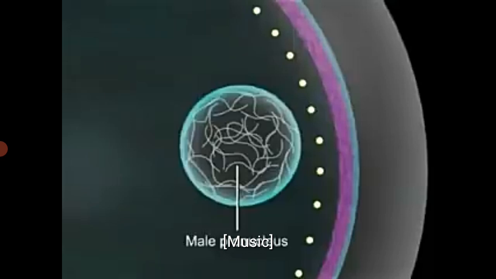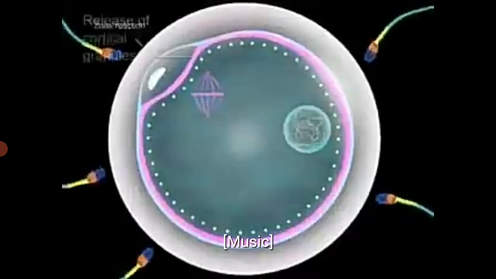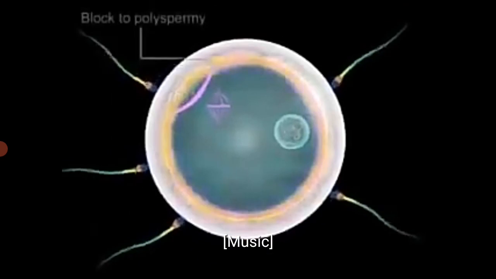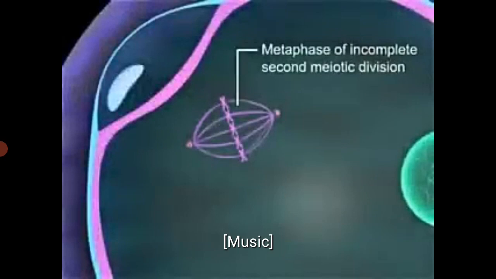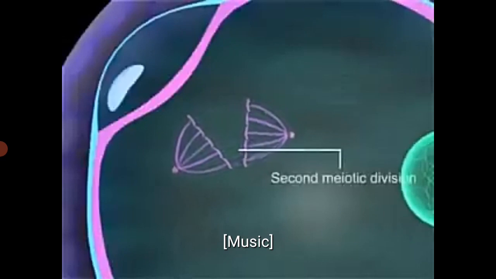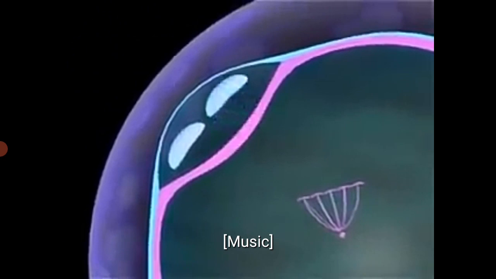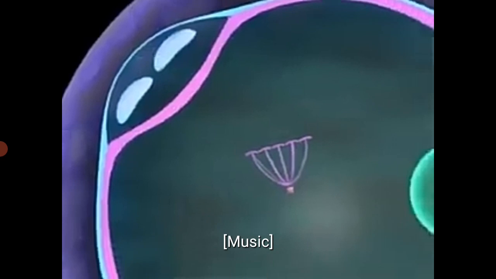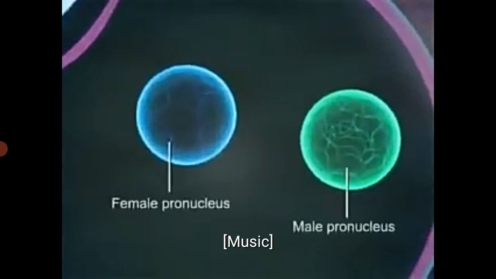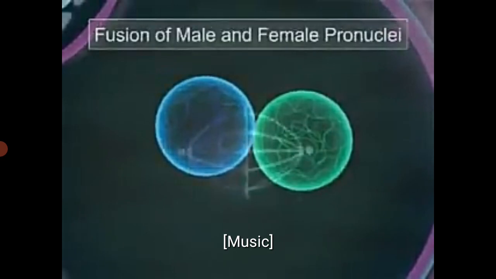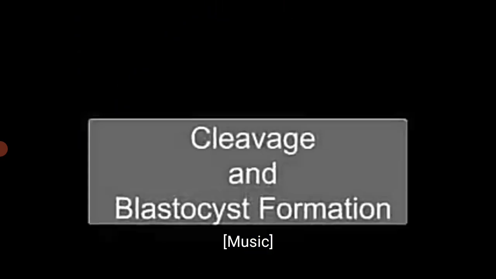This is the male pronucleus. Now the ovum has some cortical granules, so it will block the ovum, that is, the entry of other sperms will be restricted. This is the female pronucleus, which is under the phase of maturation. It will form the second polar body and one mature ovum will develop. So one is the female pronucleus and another is the male pronucleus, which are haploid. They will fuse together to form a diploid cell called the zygote, then cleavage and blastocyst formation.